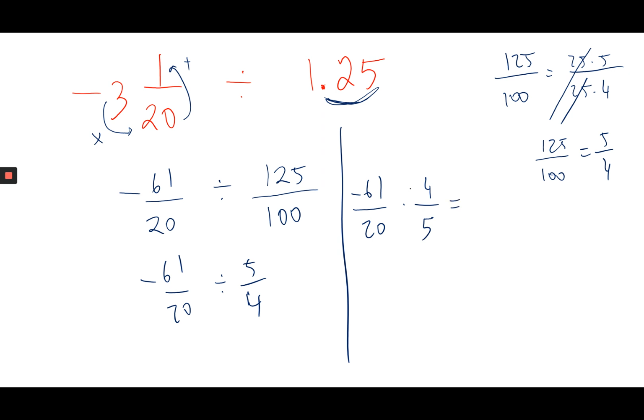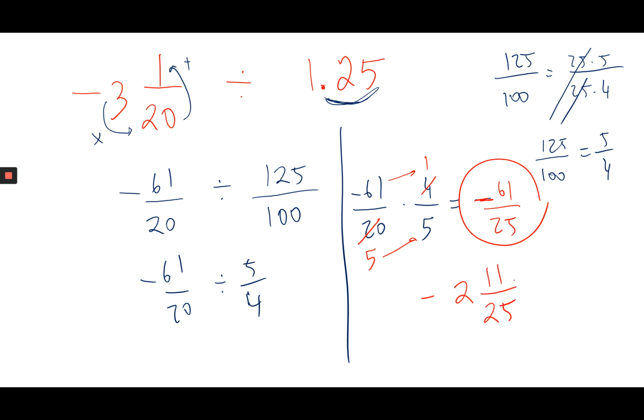And we know that negative times positive is going to be negative. I saw something beautiful here too. I can simplify 20 and 4. 20 is divisible by 4. 1 here, 5 here. The answer is negative times positive is negative, right? Negative 61, because 61 times 1 is 61, over 5 times 5 is 25. If you don't like this answer, you can rewrite this as a mixed number. 25 can go into 61 2 times. It's going to be 50. It leaves 11 over 25. This is in mixed number form.